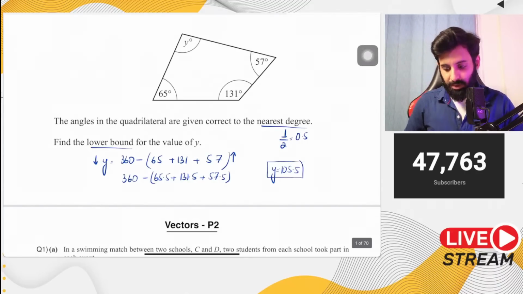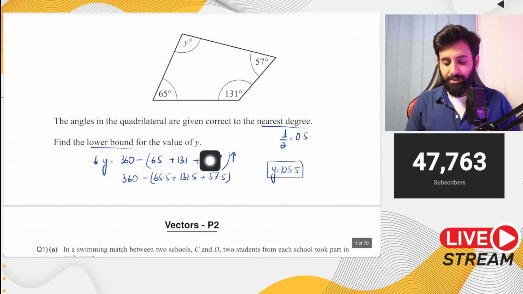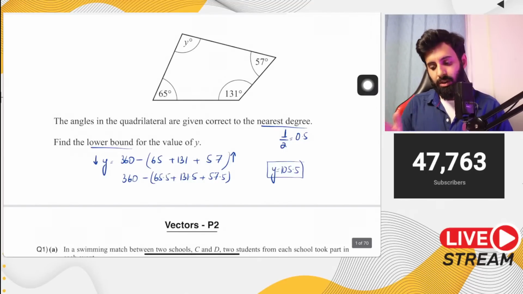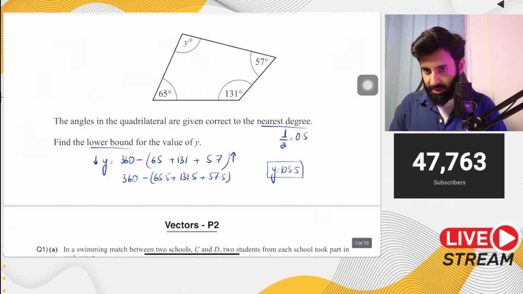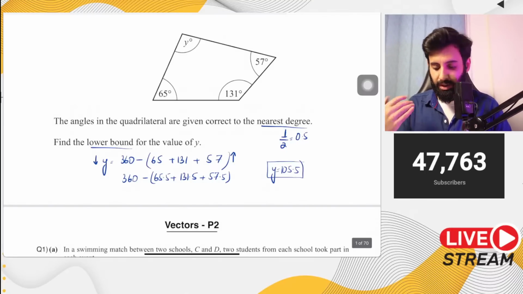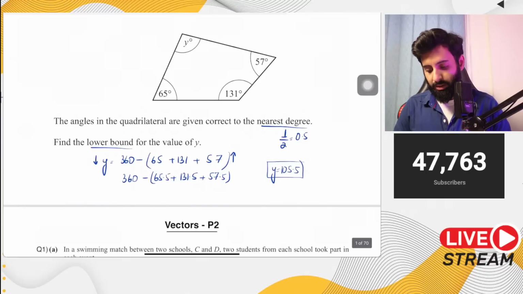Please do not make the mistake of finding y first and then taking the lower bound of it. That's not how it works. You first make an equation for y, and then you see what bound of y you want, and depending on that, you either take the upper bound of the other angles, or you take the lower bound of the other angles.